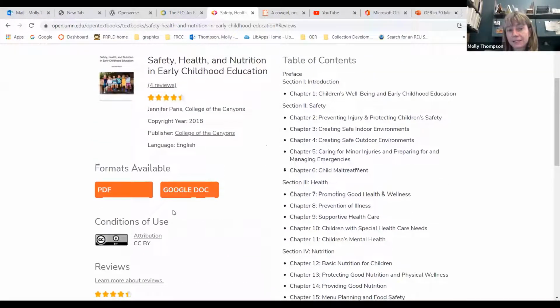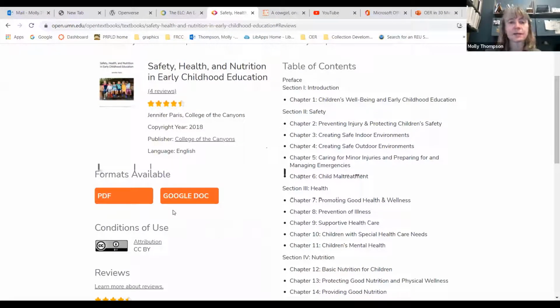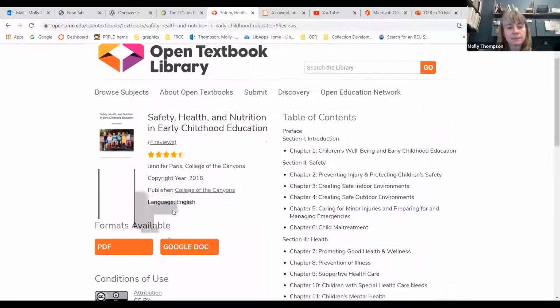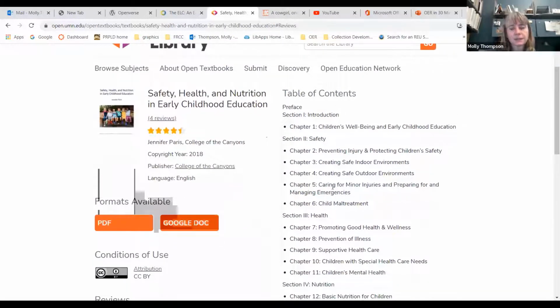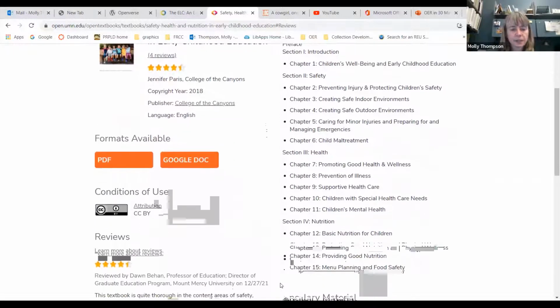And the copyright, so this is 2018. So I'm guessing with safety, health, and health, that may need to be updated a little bit. But then you could go to the different chapters and take a look. So we have that one.